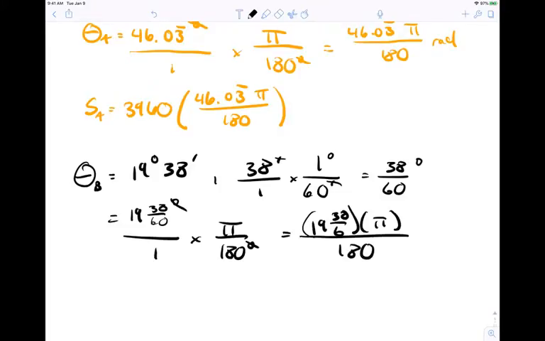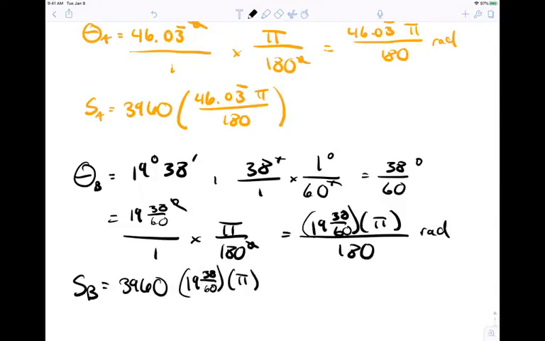That's going to be radians. The units there are radians. So then the arc length for city B is going to be the 3960 times all of that. Again, this is just my attempt to keep it exact until the end. You don't have to do it this way. I'm just showing you that it's possible.